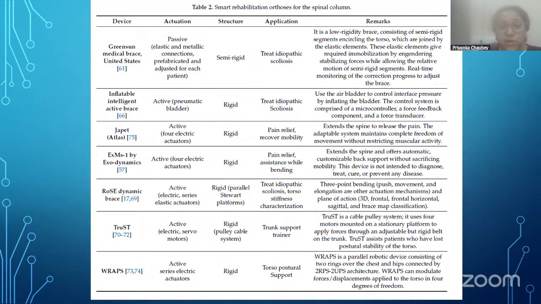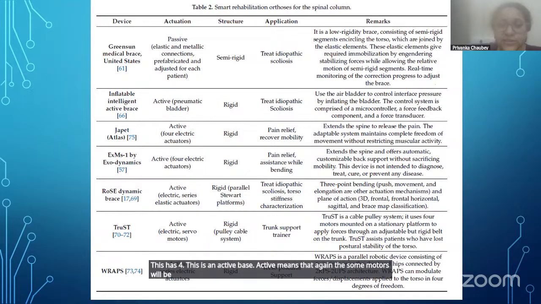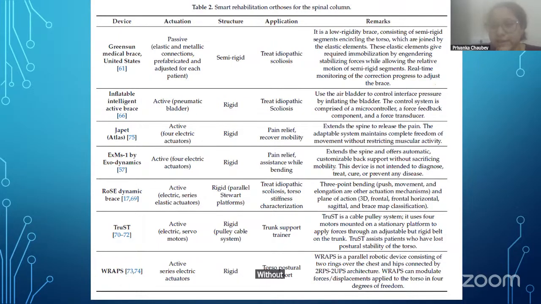This is an active brace. Active means that some motors or actuators or electrical signals will be there, so electrical actuators will be there. Rigid brace, mainly for pain relief and for recovery of mobility, extends the spine to release the pain actively, and the adaptable system maintains complete freedom of movement without restricting muscular activity.